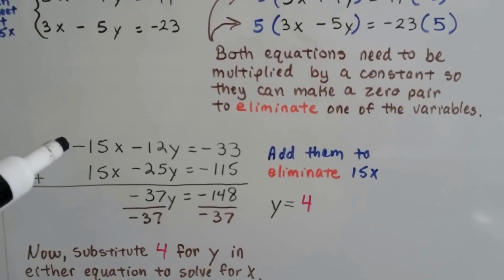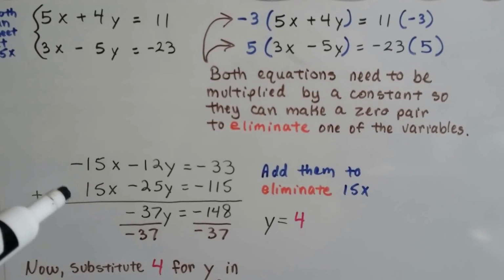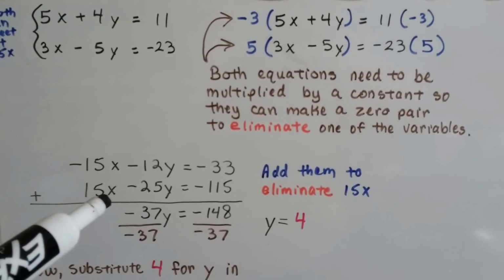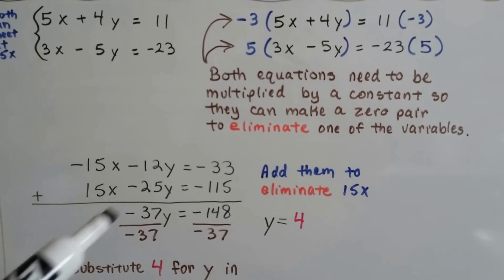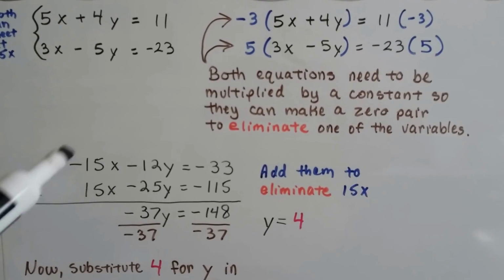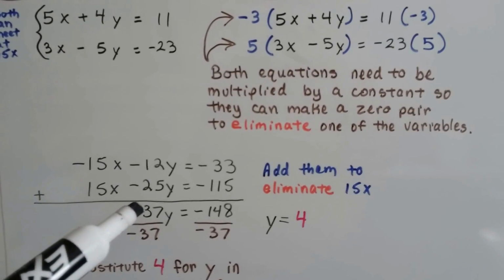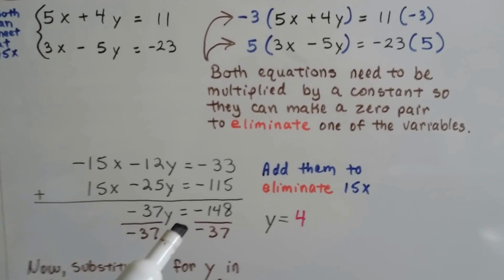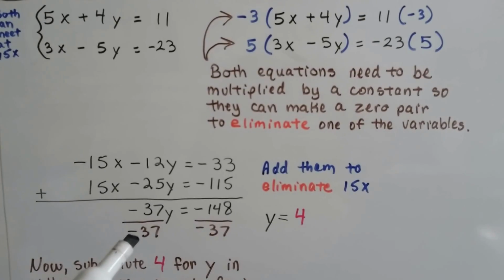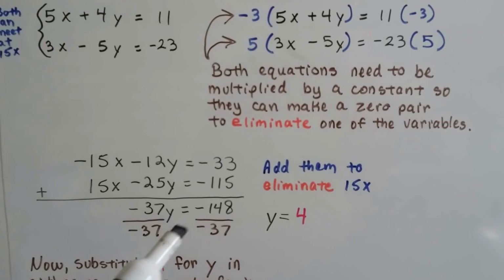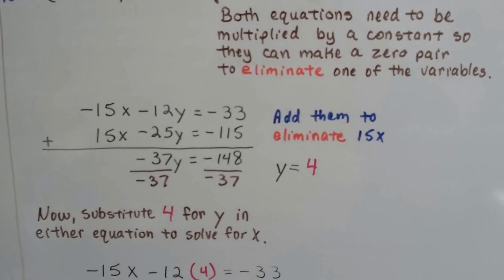and we get negative 15x minus 12y equals a negative 33, and we get a positive 15x minus 25y equals a negative 115. Now we've eliminated this because it created additive inverses, right? 0 pair. So now, adding these together, we get a negative 37y equals a negative 148. When we divide each term by this coefficient negative 37, we get y equals a positive 4. This comes out to a positive 4.